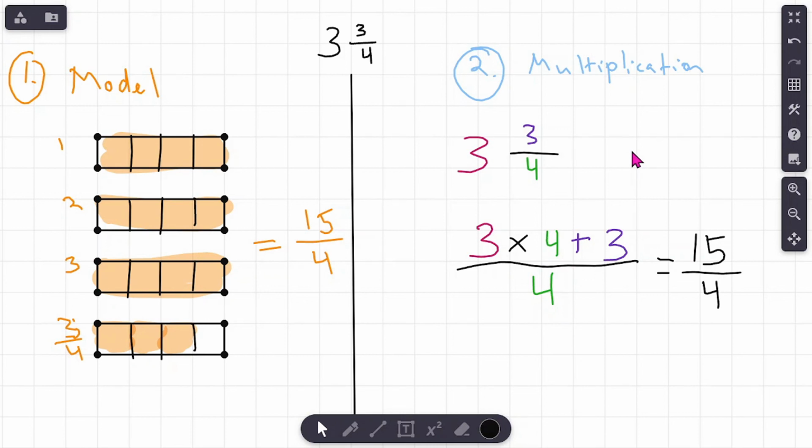Multiplication was way quicker. But do you see what we did with this multiplication? This multiplication is exactly what we did in the model. The model helps us understand why the multiplication works. Do you see where 3 times 4 came from? Look, here's 1, 2, 3. There's the 3 whole. Where did the 4 come from? 1, 2, 3, 4. 4 equal size pieces. Where did this 3 come from? 1, 2, 3 pieces. Where did this 4 for the denominator come from? Every single model is broken into 4 equal size sections.